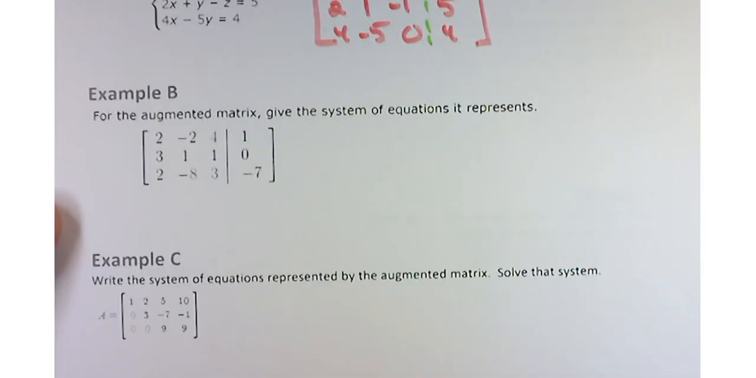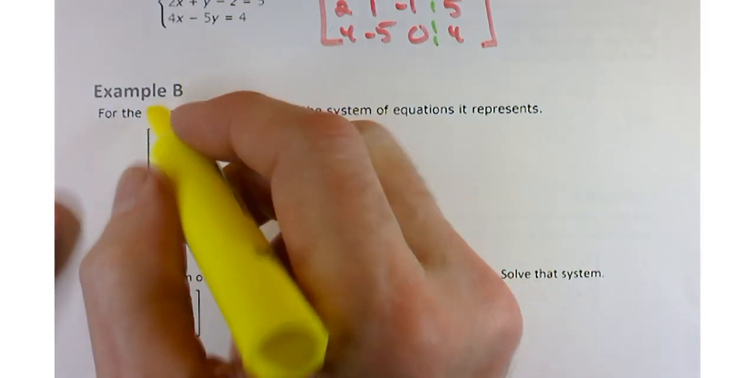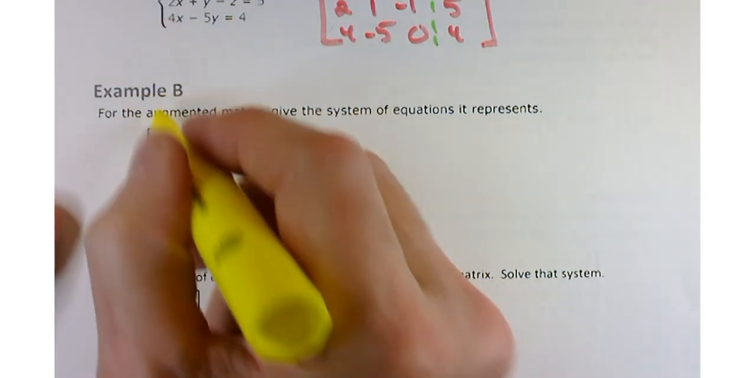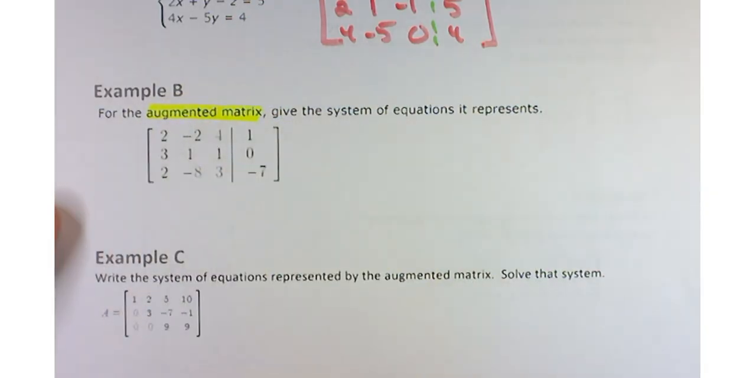Let's try things in the other direction. Here's the augmented matrix. See if you can write down the system of equations that goes with that augmented matrix. What does it represent?